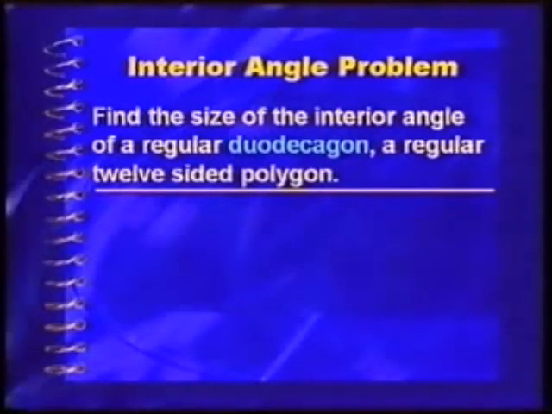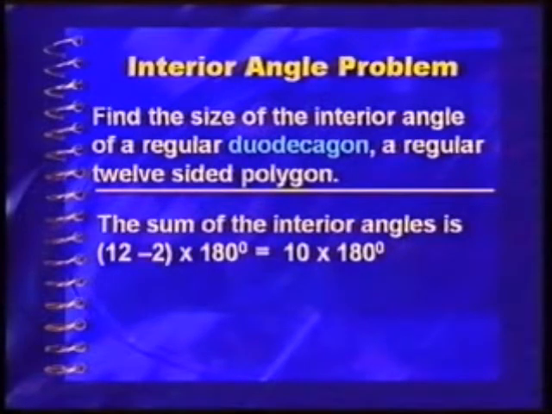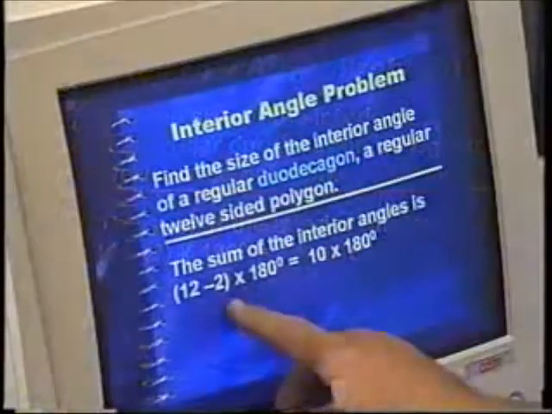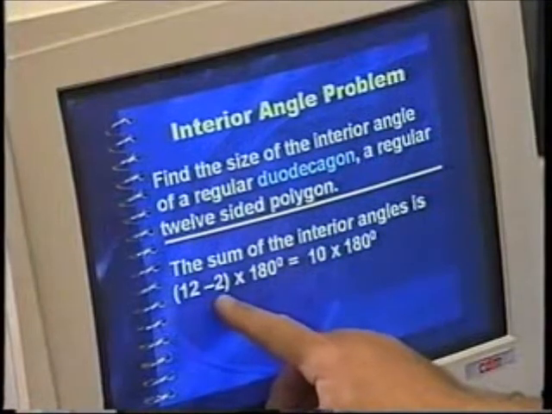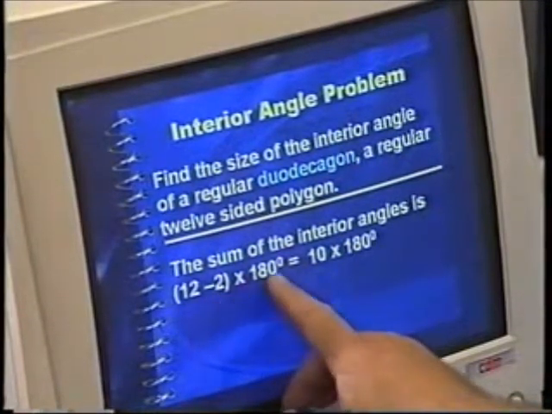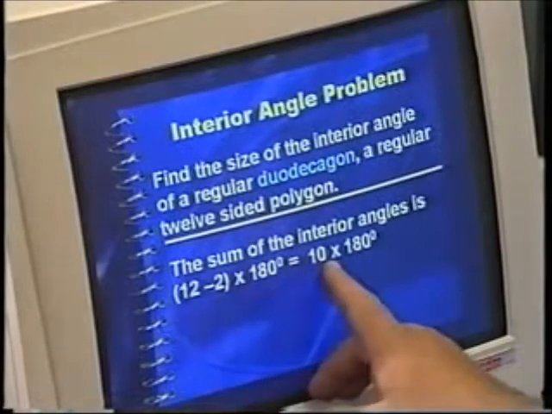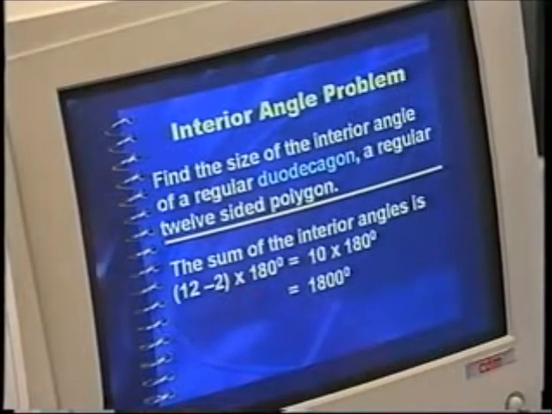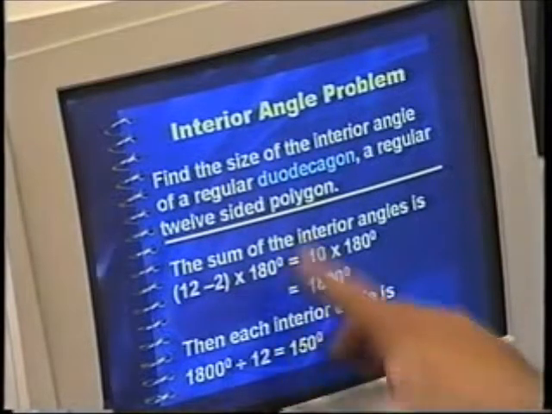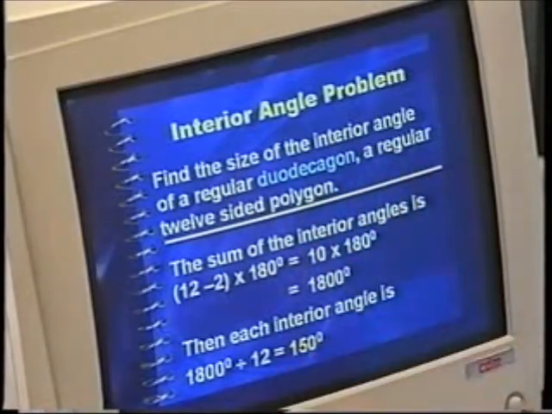Let's have a look at a duodecagon, a regular 12-sided figure. What is the interior angle equal to? Well, we know that the sum is 12 minus 2, which is 10, lots of 180. It's always 2 less, so that becomes 1800. And if we then divide 1800 by 12, because a duodecagon has 12 sides, you end up with 150 degrees. 150 degrees is already quite close to 180.